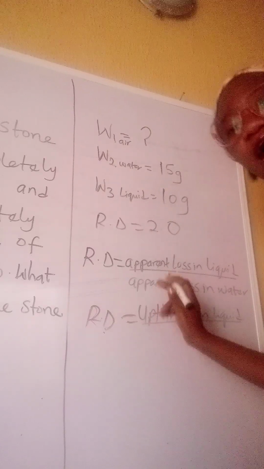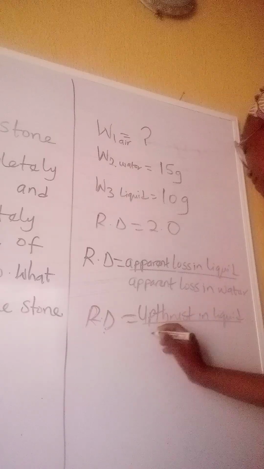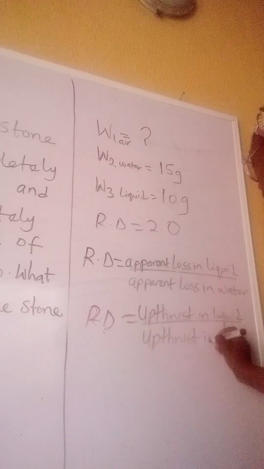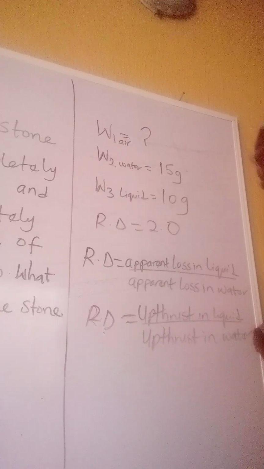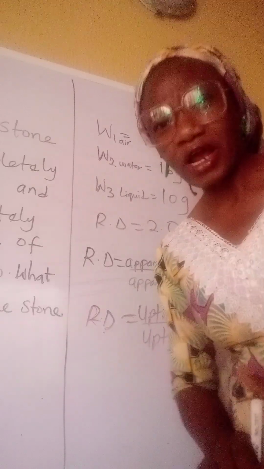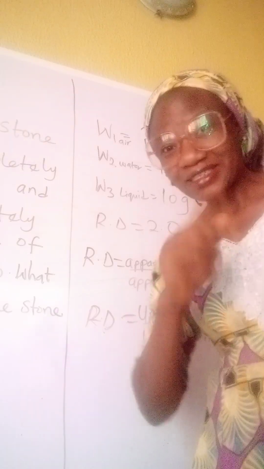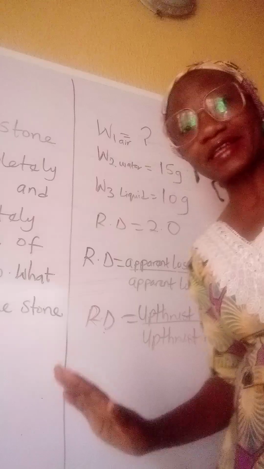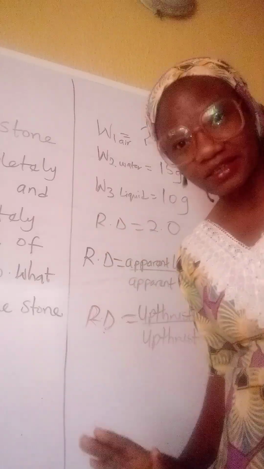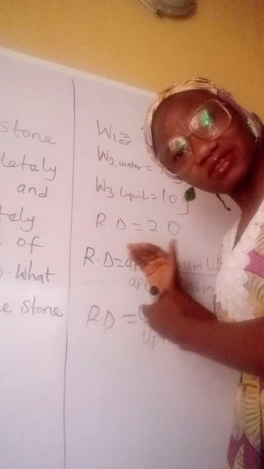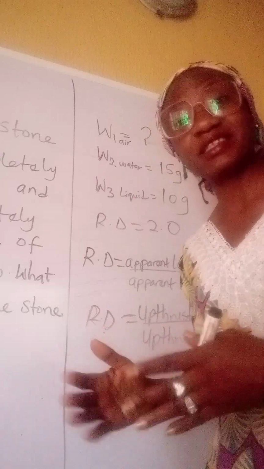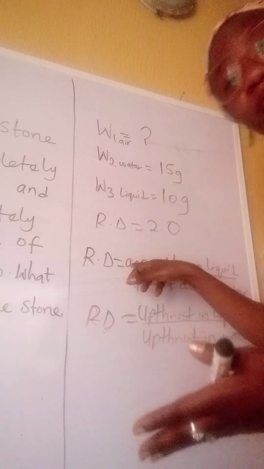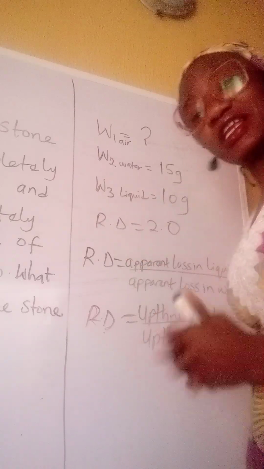All over. Apparent loss in water is the same thing as what? Upthrust in water. No, no, no. I know what you are thinking. Must I write the two formulas? No. Any of this formula you write is okay. You don't have to write the two formulas. It means the same thing. Okay? Upthrust in liquid is simply apparent loss in liquid.